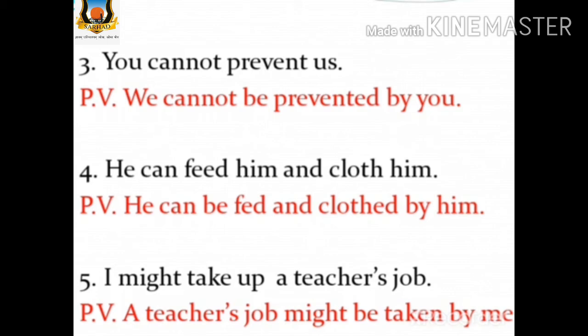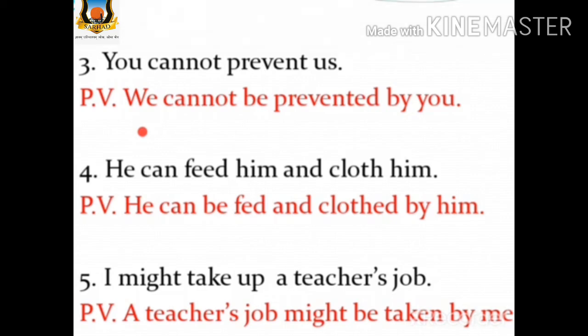You is the subject. Cannot is the auxiliary verb. Prevent is the main verb. And us is the object. So "you cannot prevent us" is converted into the passive voice like this. Us will come as "we" into the passive voice as the subject.